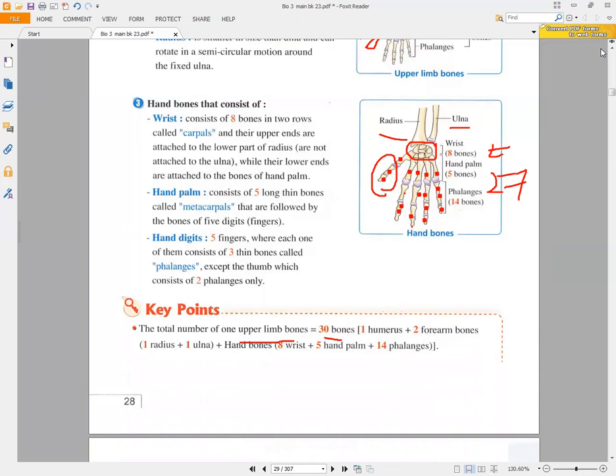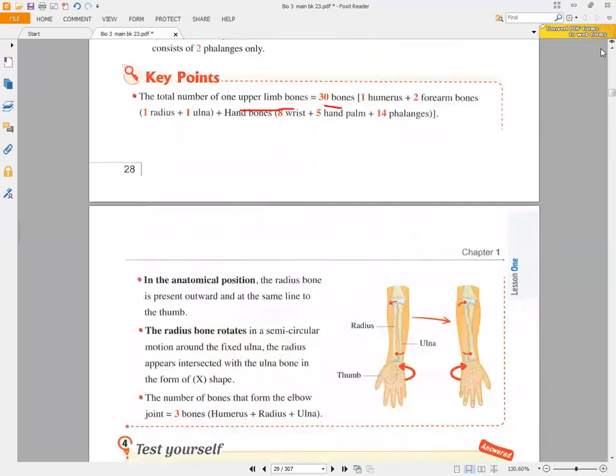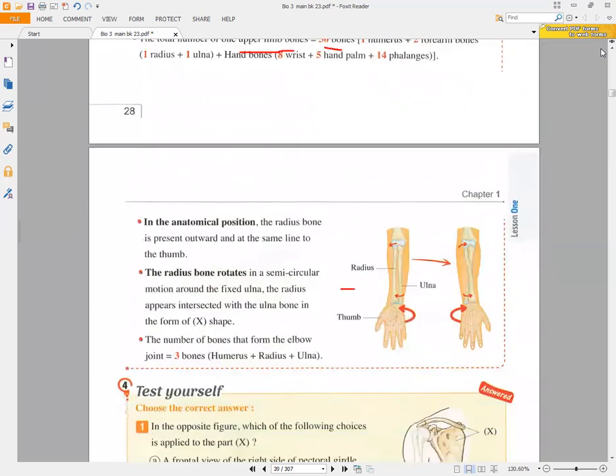Okay, so if you look here, the total number of one upper limb's bones will be 30 bones, okay? Also, we know that the radius rotates in a semicircular movement with an angle of 180 degrees around the fixed ulna. As you look here, if you wanted to rotate your thumb 180 degrees, you will find that the radius will move from this position to this position while the ulna is still in its position.